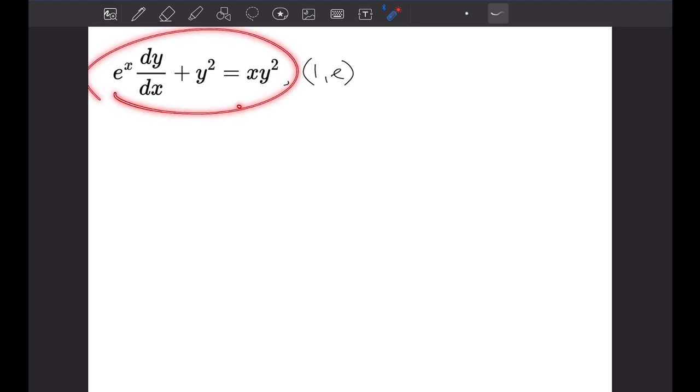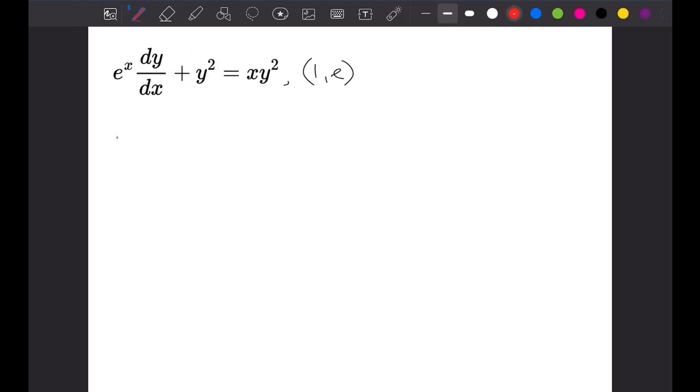So first things, how are we going to solve this? What we need to do is rearrange everything and spot that this is separable. So we're going to bring everything to one side and try and factorise. So for example, this y squared, let's subtract that from both sides. So that's going to give us e to the x times dy/dx is all equal to xy squared minus y squared.